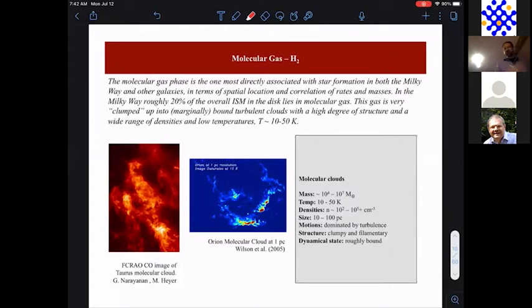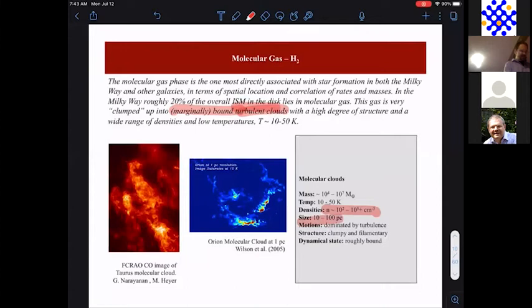This is very much not a smooth, spread out component, but the molecular gas is clumped up into marginally bound, and we'll look at what that means further into the lecture, highly turbulent clouds that have a high degree of structure, and we'll hear a lot more about that in the lectures on the Milky Way, I'm sure. So these things have a very wide range of densities. I think keeping a number like 100 up to 10^5 particles per cc in mind is reasonable, but doesn't do justice to the densest parts of the molecular clouds, where the actual stars have begun to form.